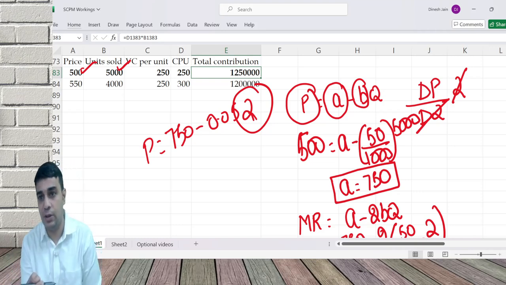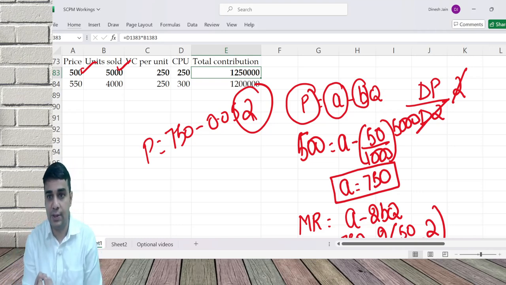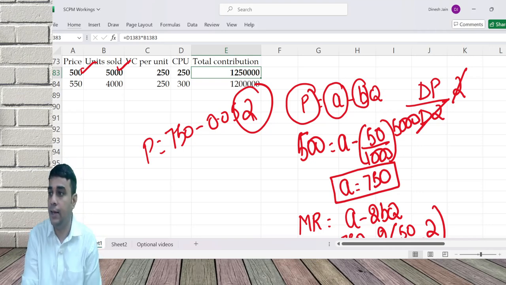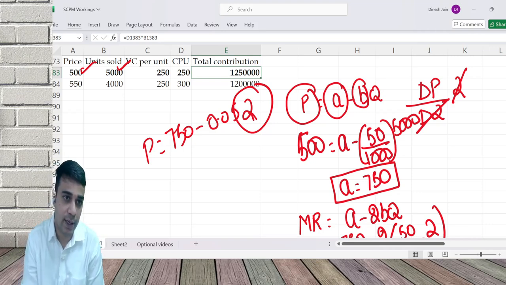Here it was 5,000, but in some other question you may get 10,000 as the answer, where you don't know the price. So substitute again in the price equation. Clear? Any doubts on this?